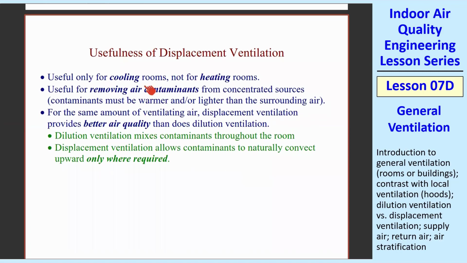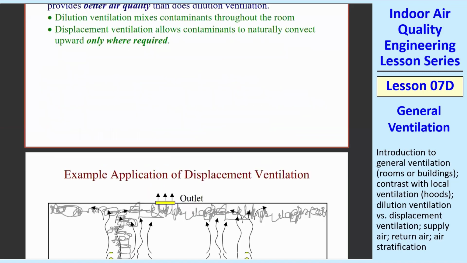Again, it's for cooling and useful for removing contaminants. You can have better air quality because you don't mix the contaminants. So with dilution ventilation, any contaminants in the room get mixed up all over the room, so every place has the same contaminated air concentration. Displacement ventilation allows the contaminants to stay above where they're produced, assuming it's a buoyant plume, and everywhere else has much cleaner air.